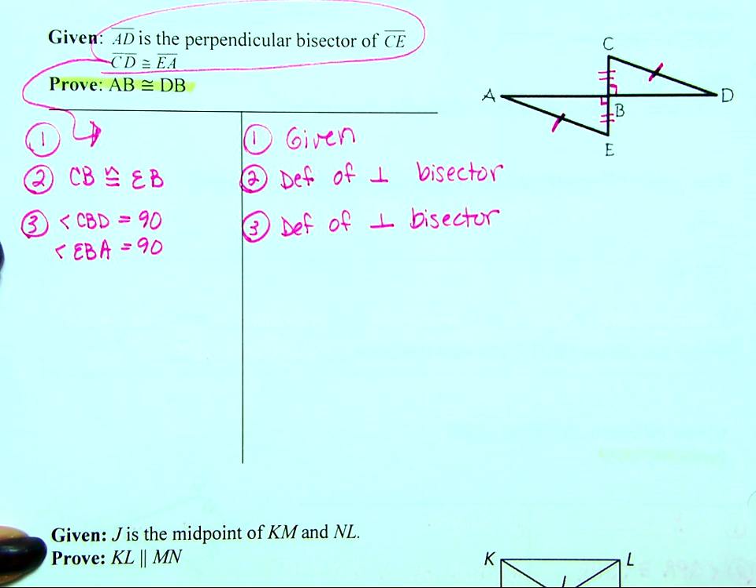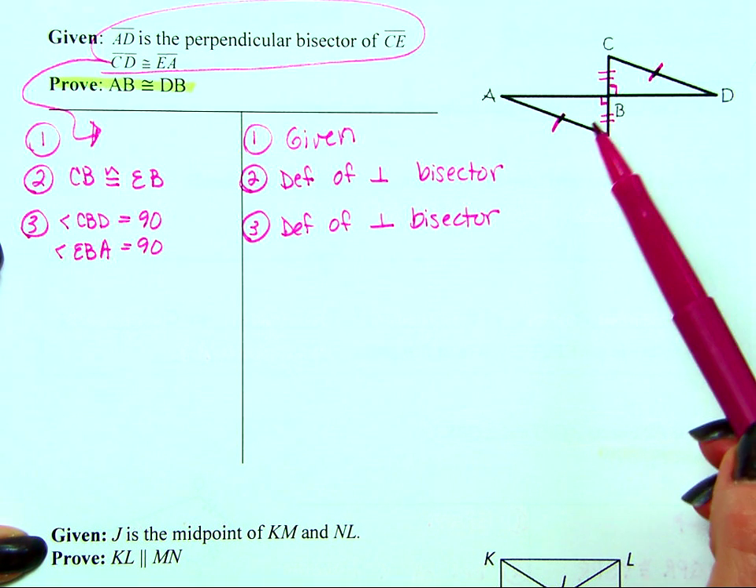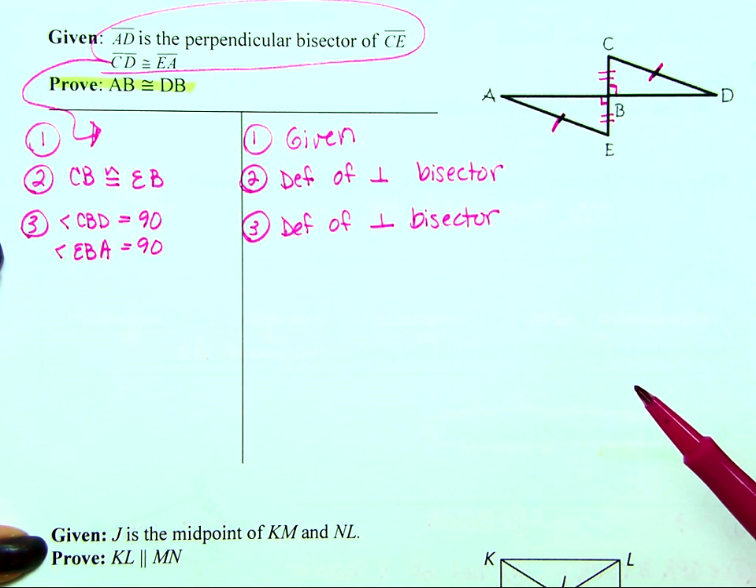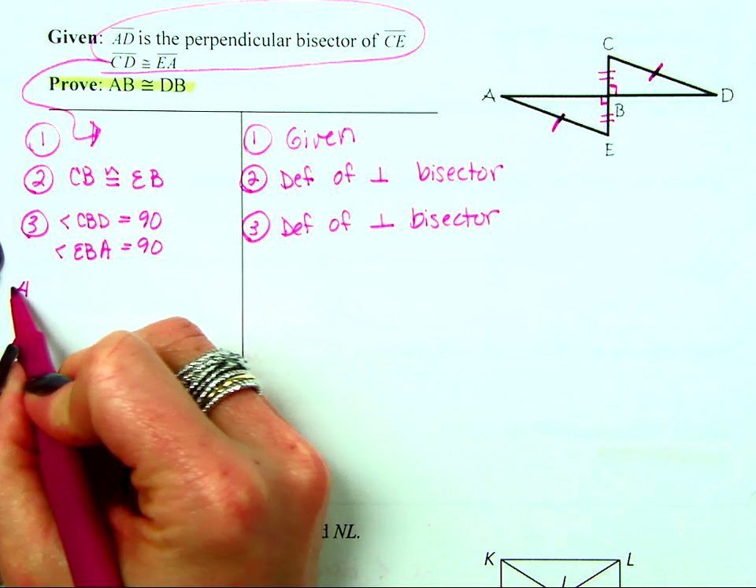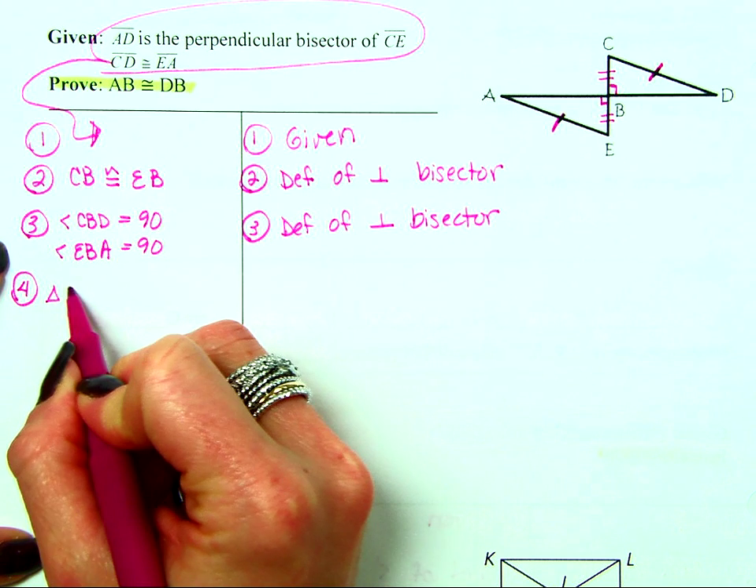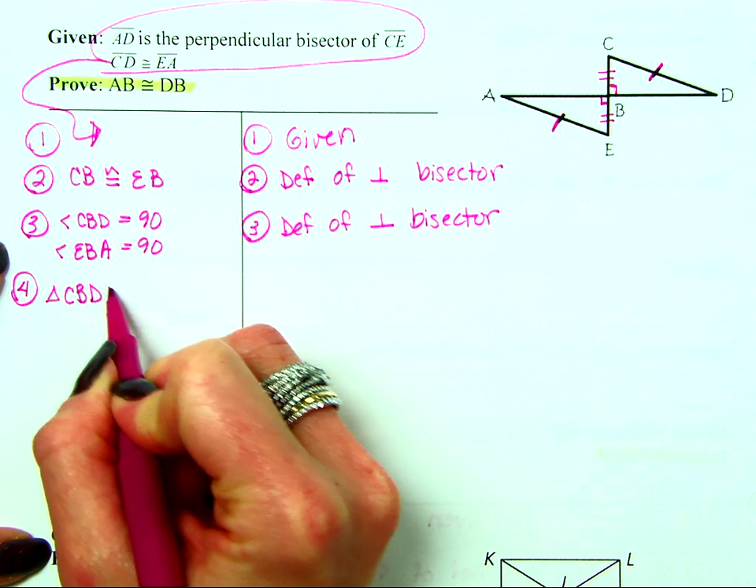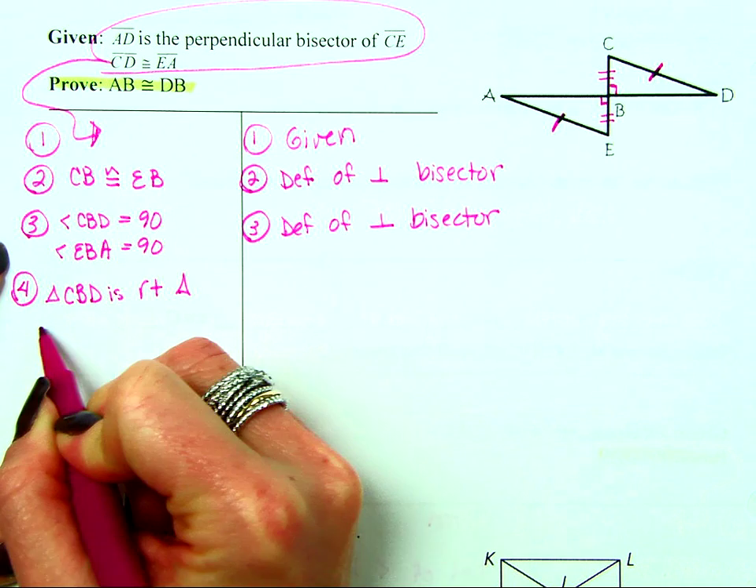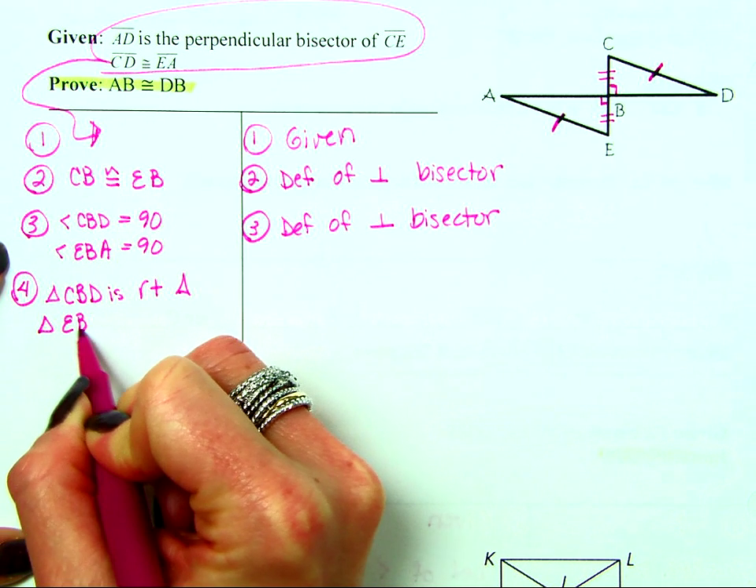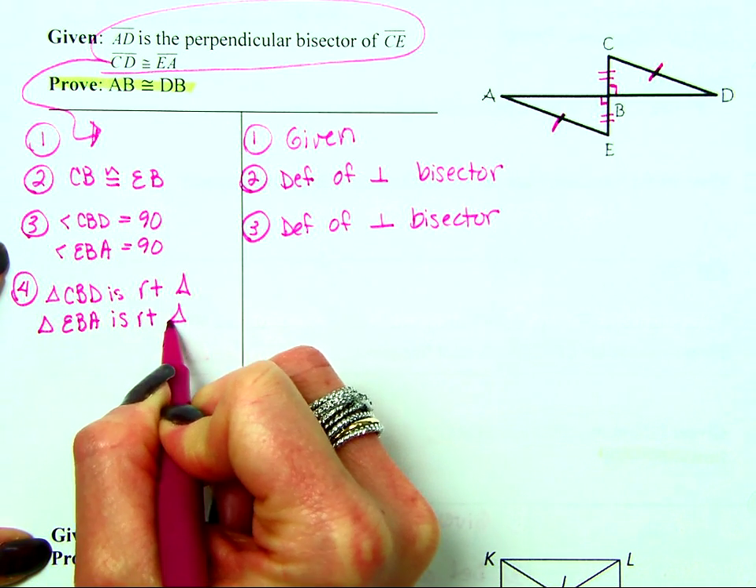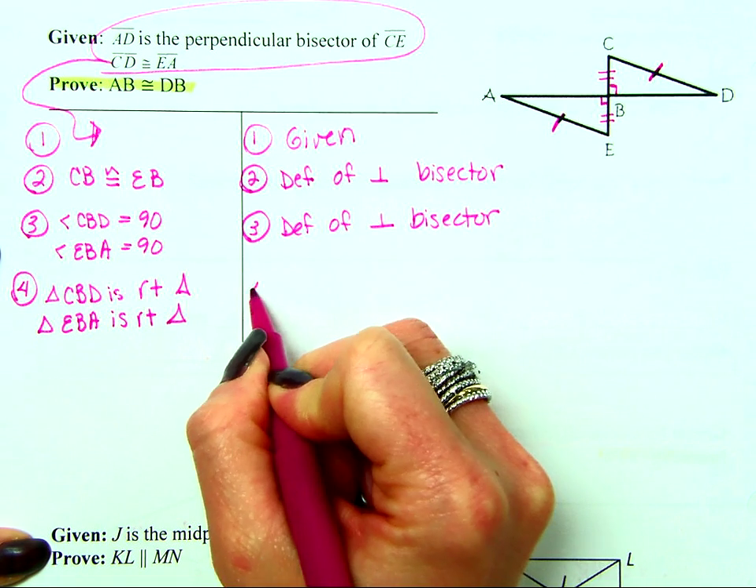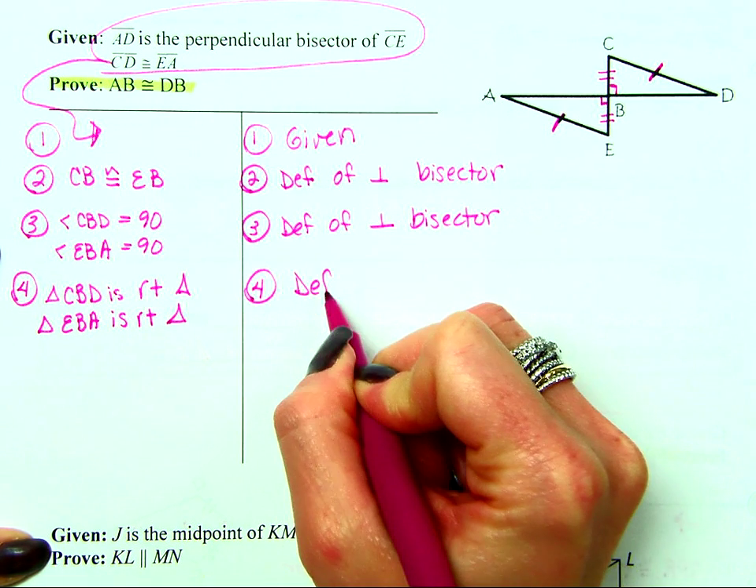Can I prove those two triangles congruent? In order to do that, I need to use one of my shortcuts. This is a shortcut that we sometimes forget about, but with my right triangle, do you see that I can actually prove these congruent with the hypotenuse leg shortcut? Now, in our textbook, you would probably see it stated as triangle CBD is a right triangle, and triangle EBA is a right triangle. And they would state that before using the HL shortcut.